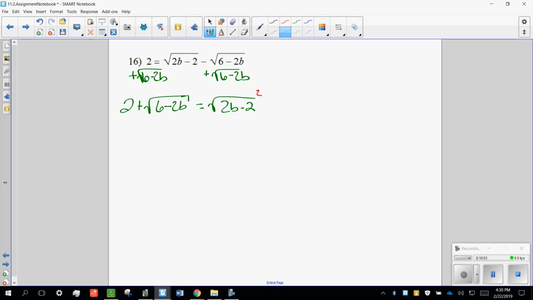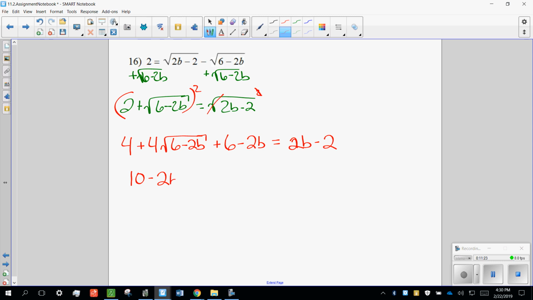So then we square both sides. Remember, we have to square that as an entire unit. So 2 times 2 is 4, plus 4 square roots of 6 minus 2b, plus 6 minus 2b is equal to 2b minus 2, because that square root and that square root canceled out. So let's combine some like terms. We have 10 minus 2b plus 4 square roots of 6 minus 2b equals 2b minus 2.